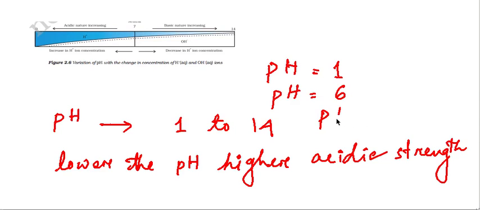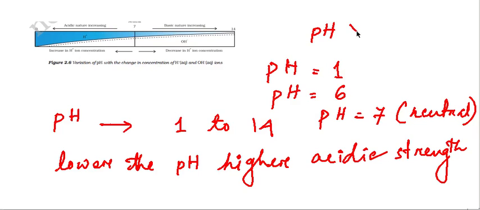Now when pH is equal to 7, it is called neutral, and when pH increases more than 7, then the solution is supposed to be alkaline. So we can say any solution having pH say 8 will be a weak base, and if pH is 14, then that can be called a strong base.